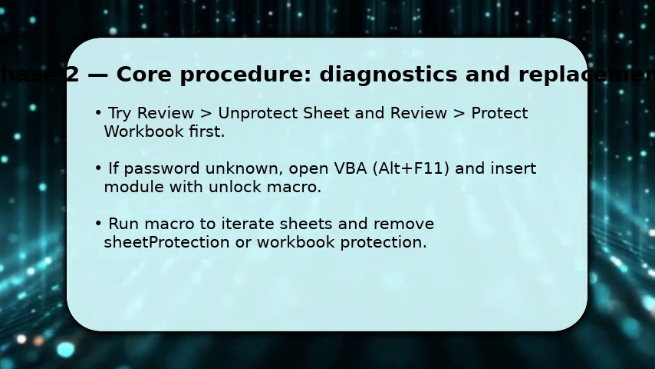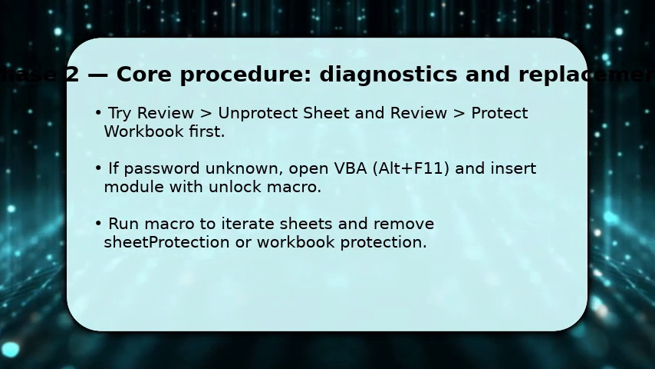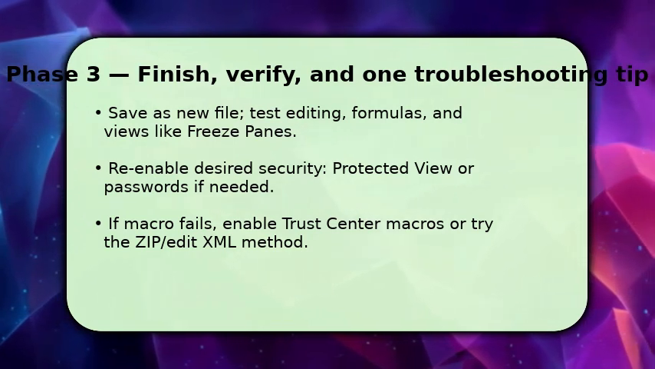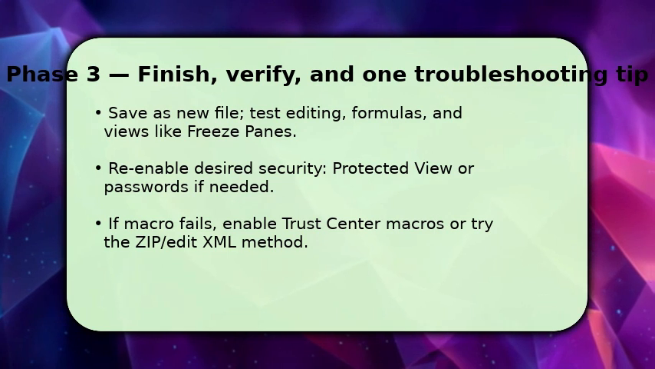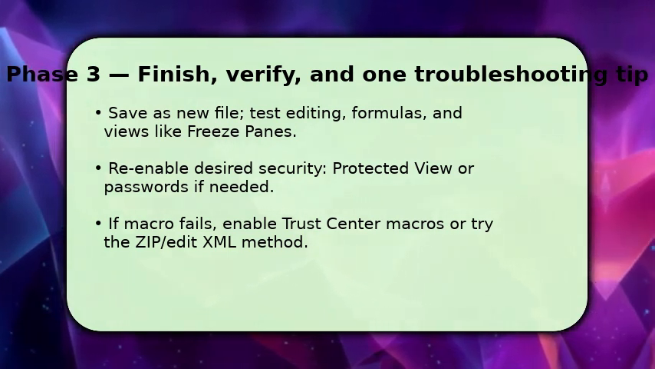Once sheets are editable, save the file under a new name and test common actions, edit cells, run formulas, and check views like freeze panes. Make sure to re-enable any security you need. Turn Protected View back on or set a new password via File, Info, Protect Workbook.